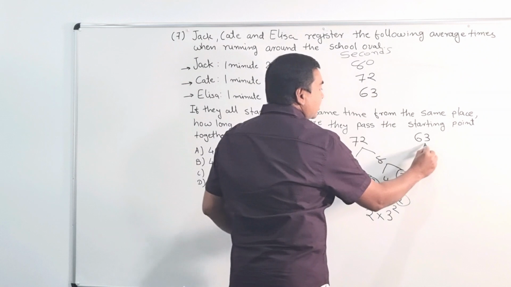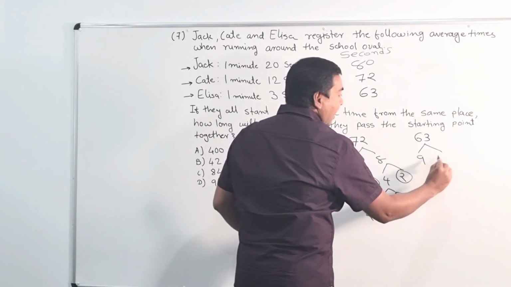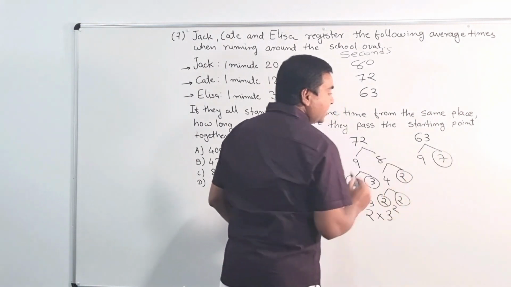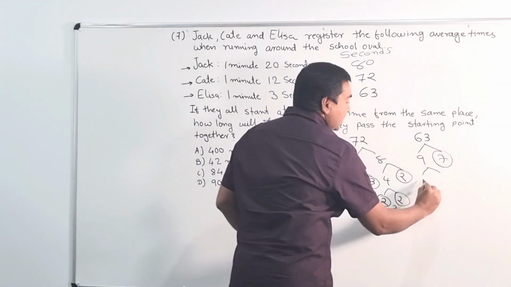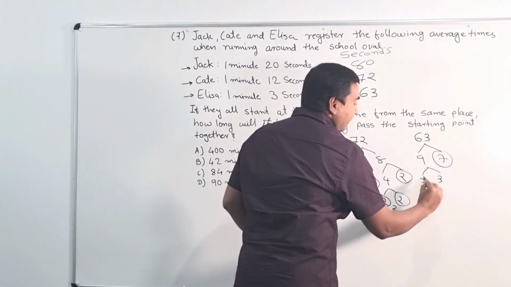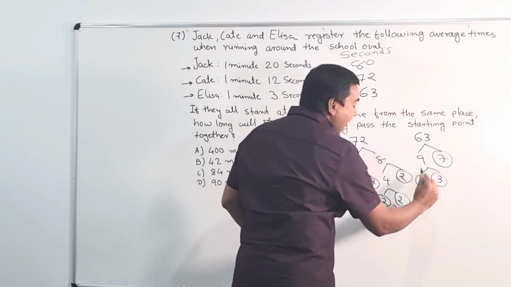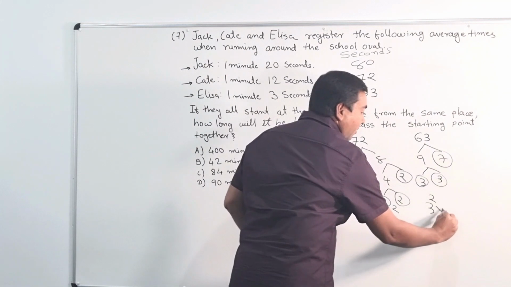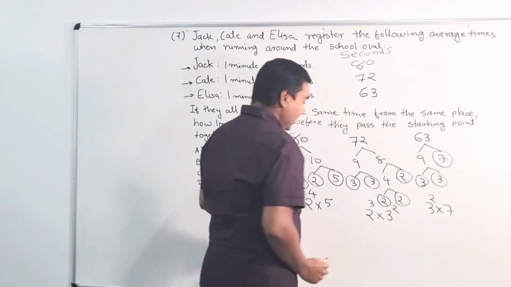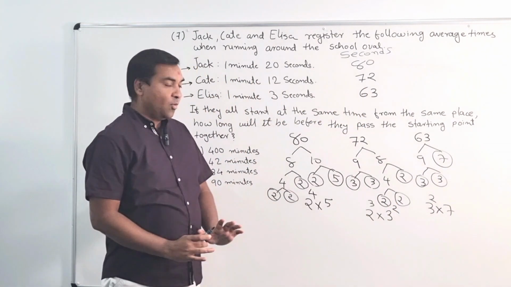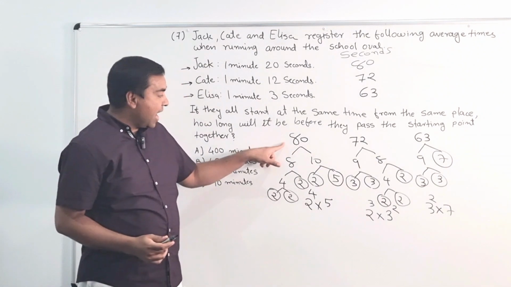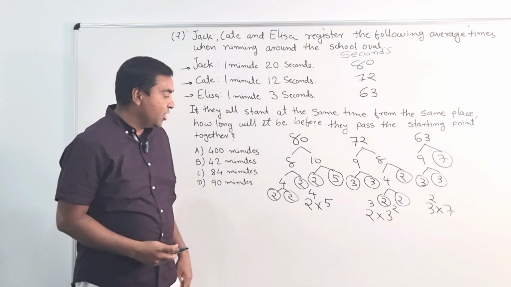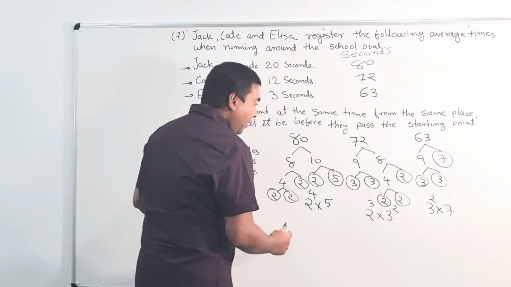Now 63. 63 is nothing else but 9 times 7. And 7 is already a prime number, so I'll be circling that. And 9 is going to be 3 times 3, and I'll be circling that. So that will be nothing else but 3 square, because 2 3's, multiplied by 7. Guys, have a look. What we have done is 80, 72 and 63. I just represented them in a prime factor way.